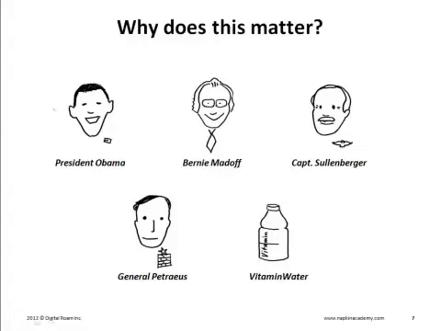What we're going to focus on for the next little bit of our time is quotes that have come from 5 quite important, notable, newsworthy individuals over the last couple of years. We're going to talk about some things that President Obama has said. We're going to talk about some things that a fellow named Bernie Madoff said. We're going to talk about some things that a guy named Captain Chesley Sullenberger said. We're going to talk about some things that General Petraeus said.